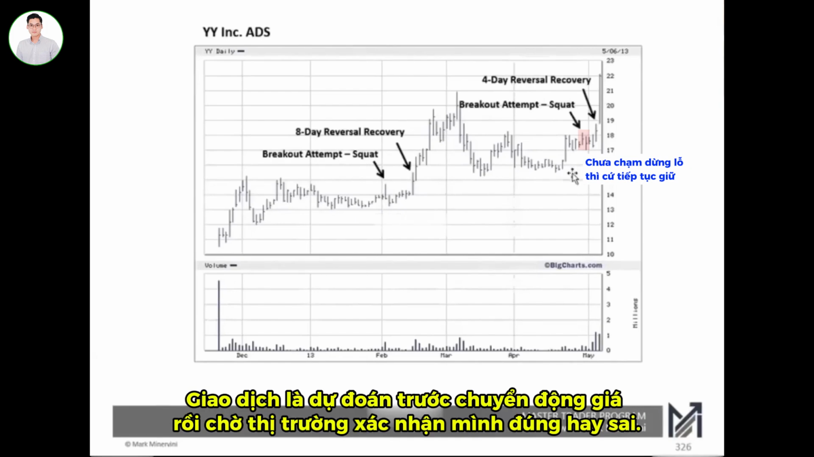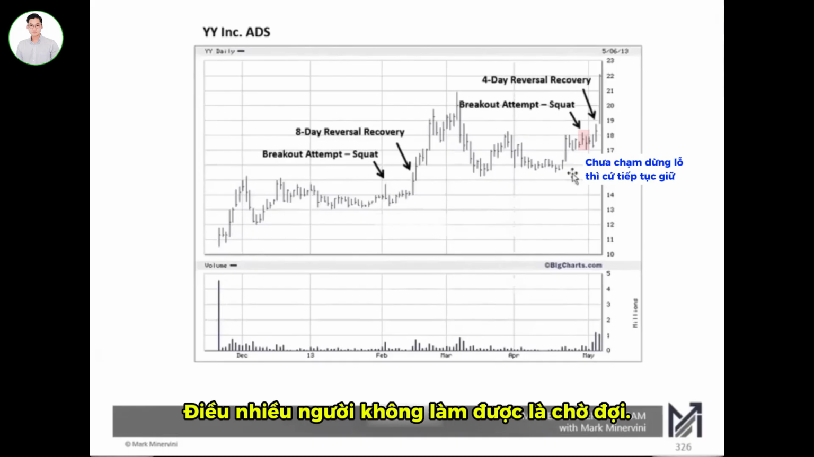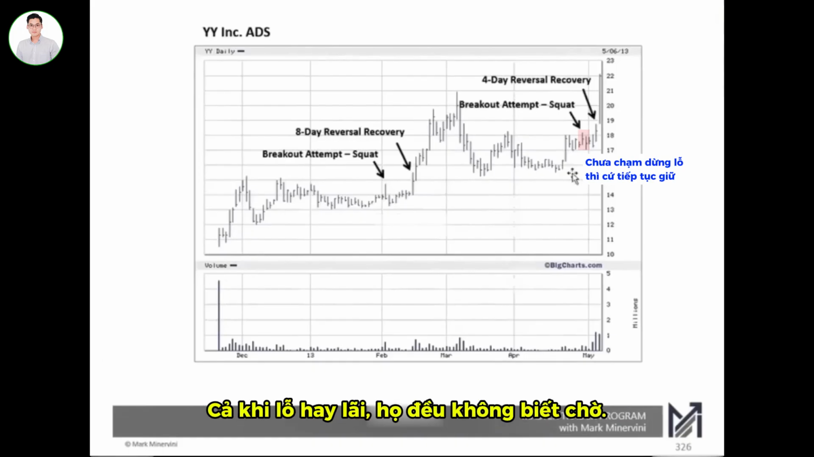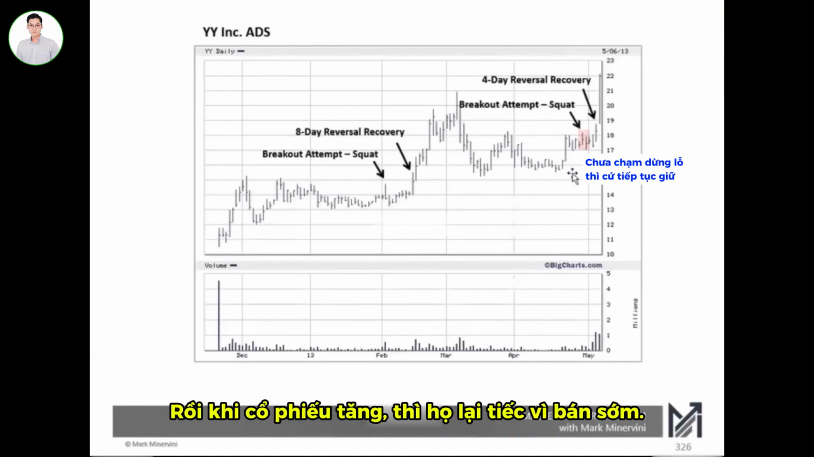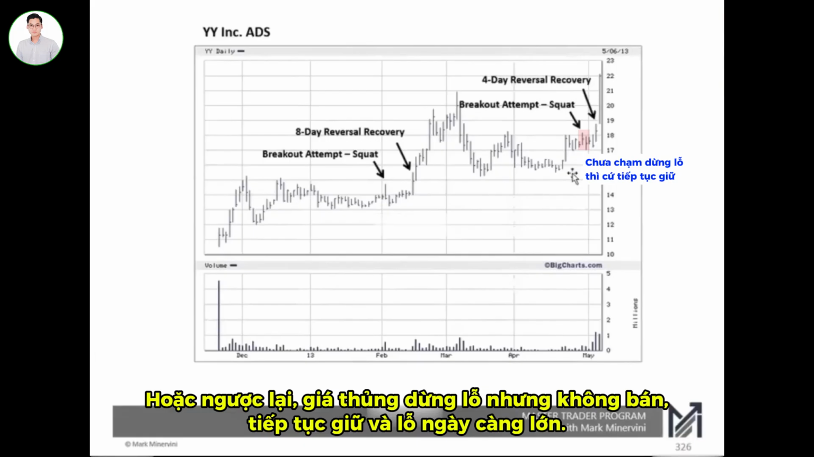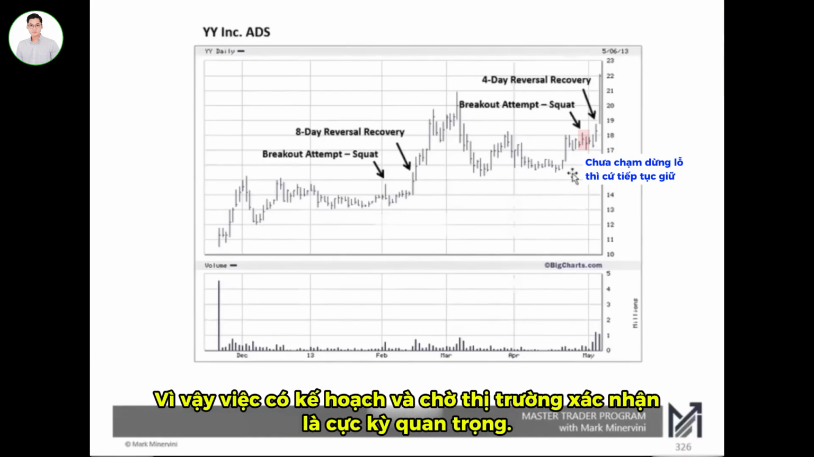Trading speculation is about anticipating coming movements and then waiting to be proven right or wrong. The part that a lot of people can't do is they don't wait. On the downside and the upside, they go in there and they have a plan and they have a stop, and then they sell it before the stop ever gets hit, and then the thing takes off and they say, oh my God, I shouldn't have sold it. Or they don't sell it, and it goes through their stop and they hold it and it gets a loss. So having this plan and waiting to be proven right or wrong is really important.